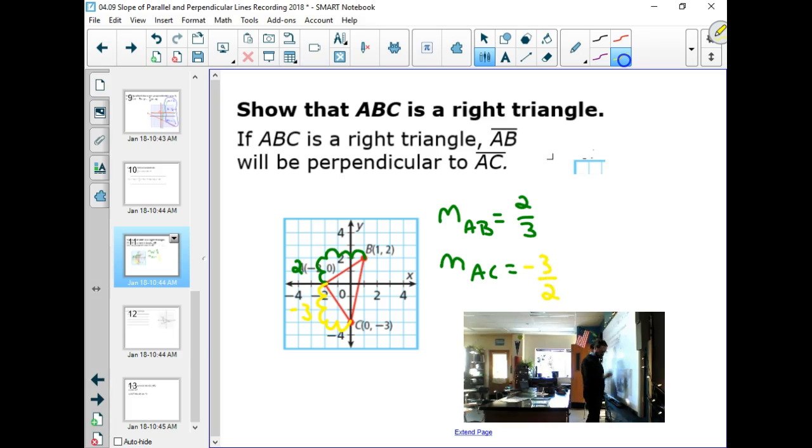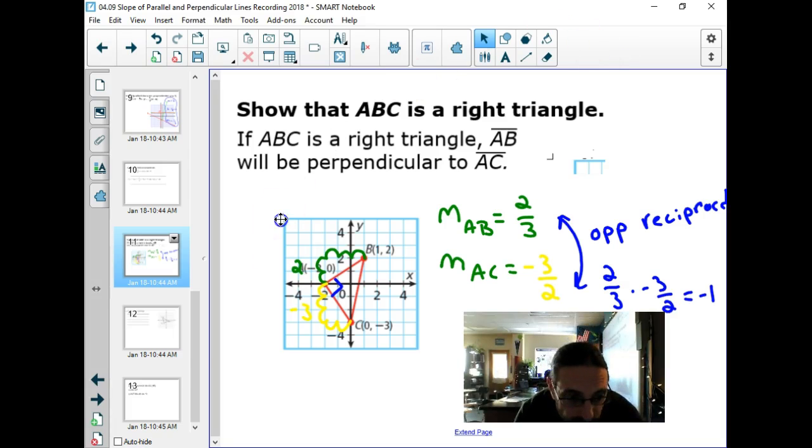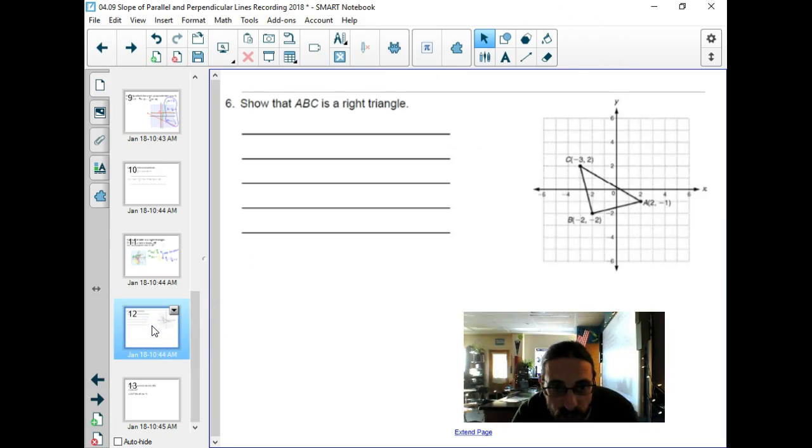You can see that these two are opposite reciprocals, which means if I multiply them together, I get negative 1. And yeah, that means this is a right angle, and that makes it a right triangle. Okay, your turn. Try the same thing on this problem.